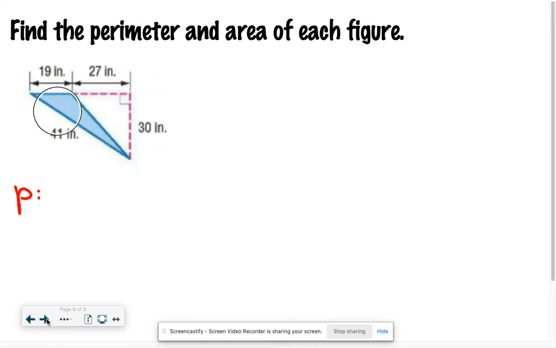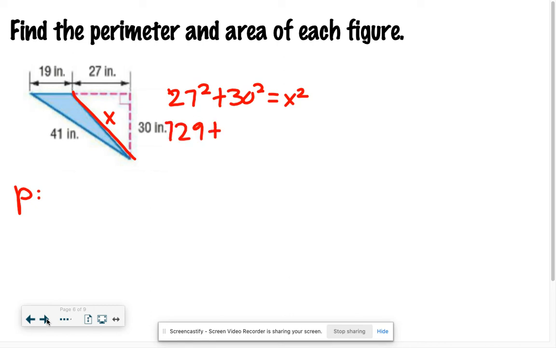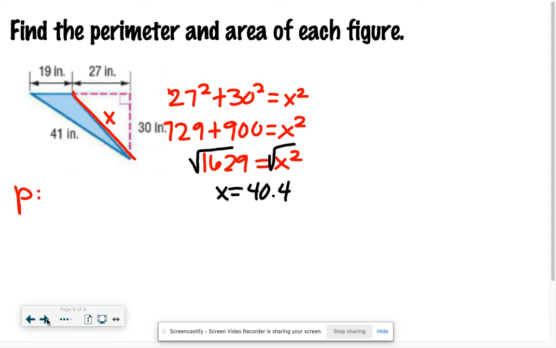So if we start with perimeter, we know 2 of our 3 sides. We do not know this side right here. But with this dashed in triangle, we can do Pythagorean theorem to find it. So we'll have 27 squared plus 30 squared equals x squared. 27 squared is 729. 30 squared is 900. Add those 2 together, we get 1629. Lastly, take our square root. X equals about 40.4 approximately.